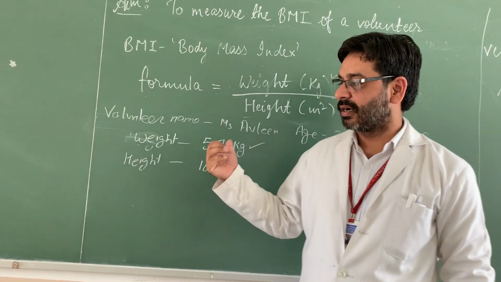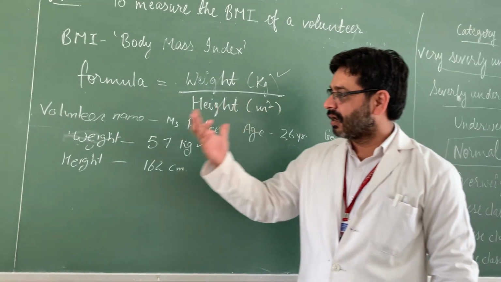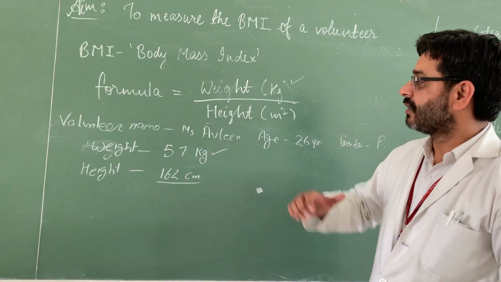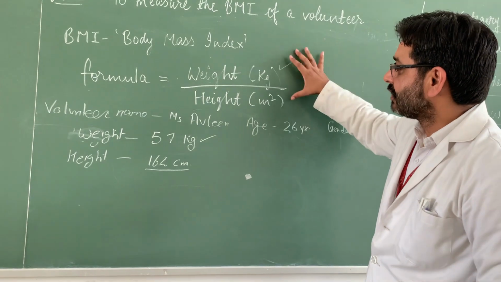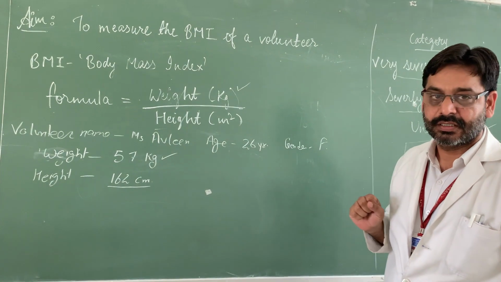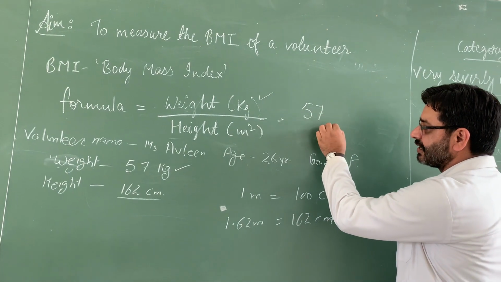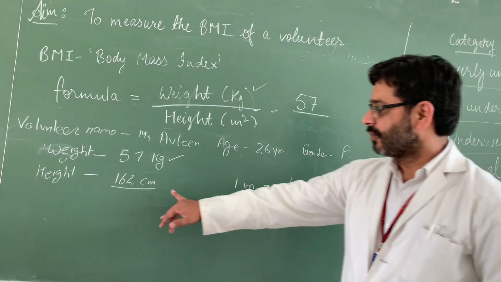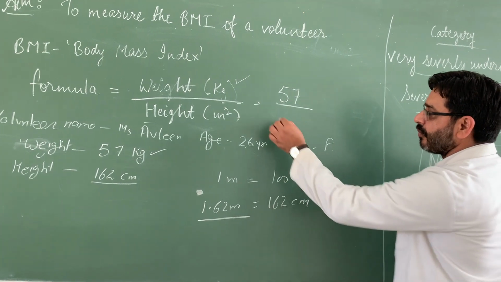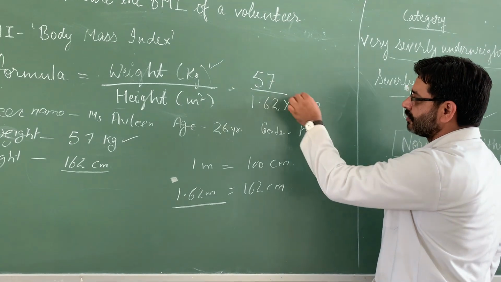In our observations, our volunteer is Miss Avileen Kaur, age 26 years, her body weight is 57 kilograms and height is 162 centimeters. According to our formula, BMI is calculated as weight divided by height in meters squared. Weight is 57 kg and height of 162 centimeters is converted into 1.62 meters.